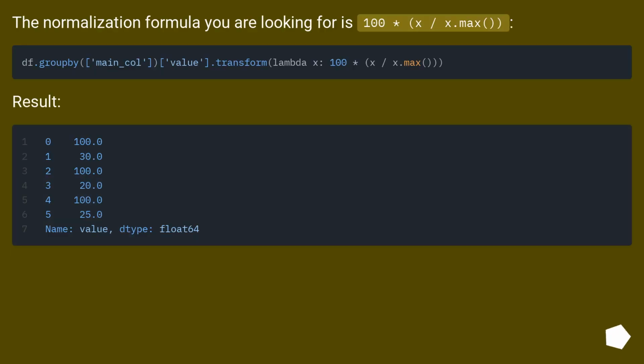The normalization formula you are looking for is 100 * x / x.max(). Result.